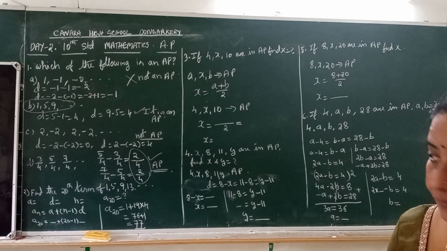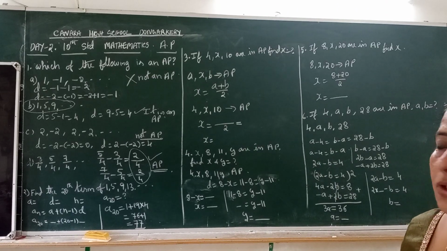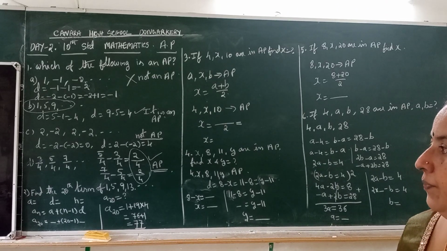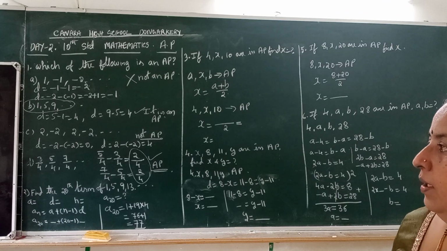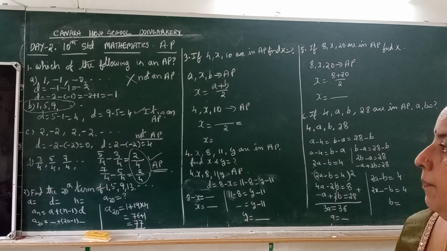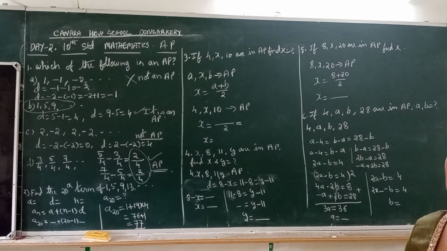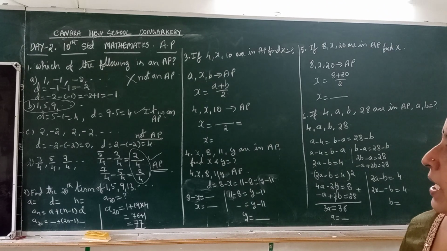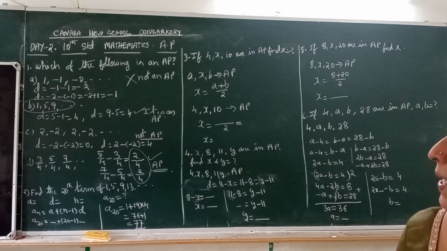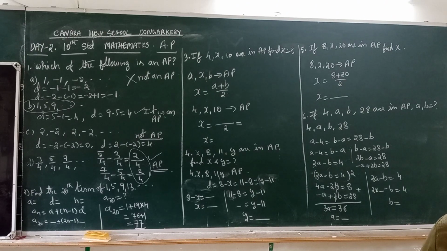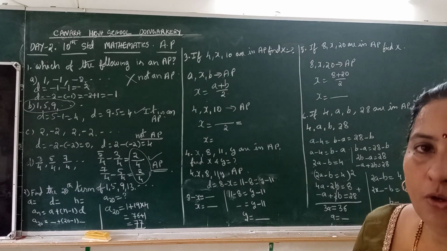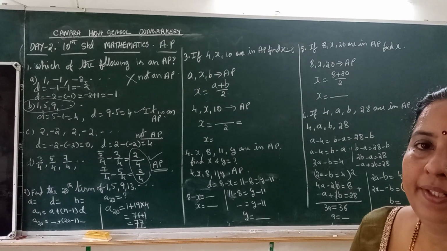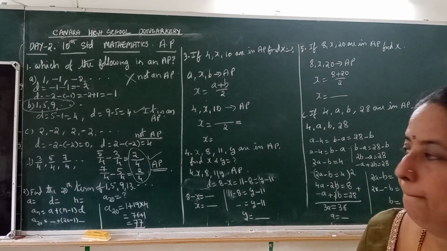Third question, 2, minus 2, 2, minus 2 and so on. Second term minus first term, -2 minus of 2. Difference is 0. Third term minus second term, 2 minus of -2, answer is 4. So common difference, once you got 0, another time you got 4. Both different, therefore it is not an AP.